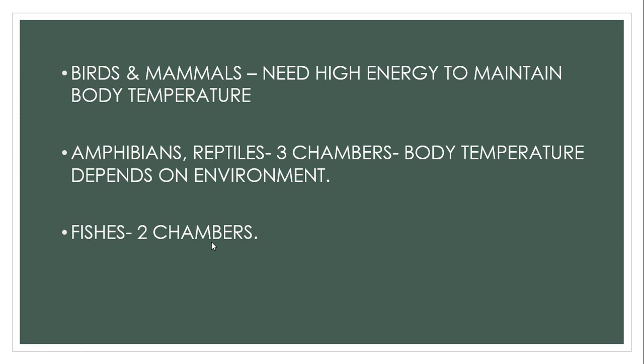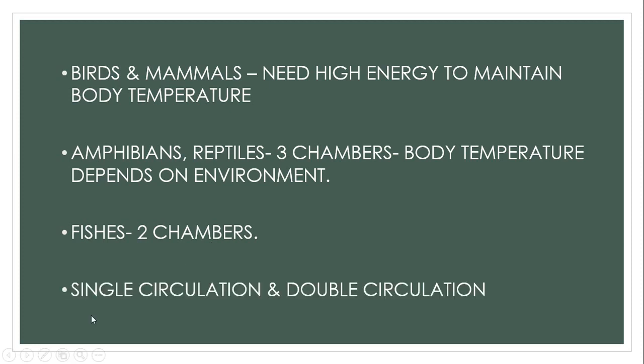Acha, the fishes have two chambers. That's why single circulation takes place. What is single circulation? Single circulation means the blood will pass through the heart once in a cardiac cycle. But double circulation takes place in other organisms, where blood passes through the heart twice in a single cardiac cycle.